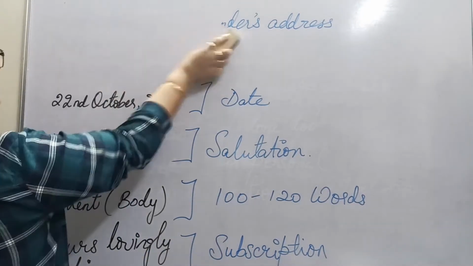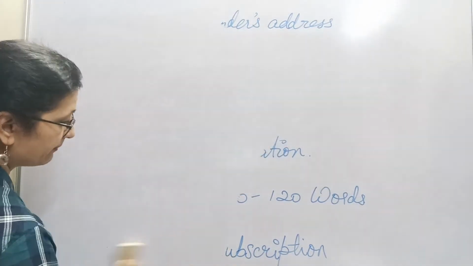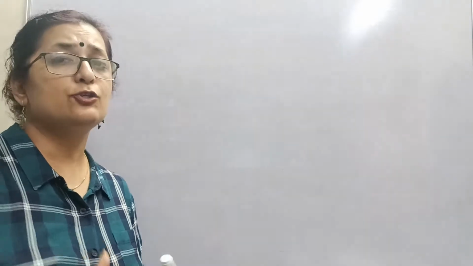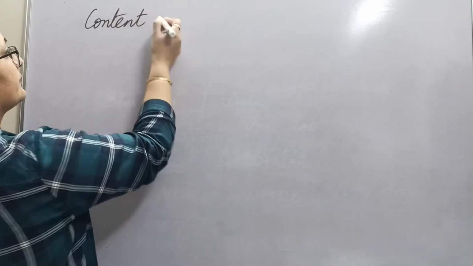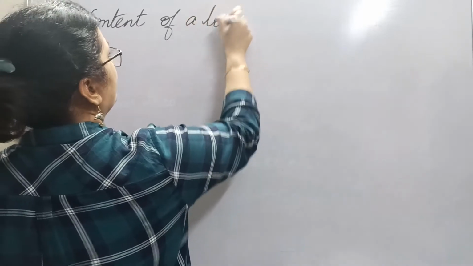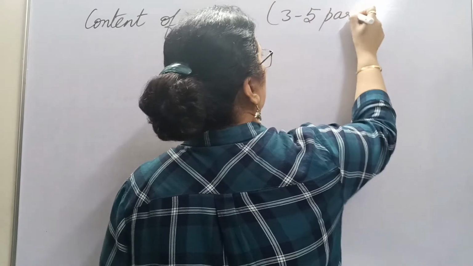I presume the format is very, very clear to you all. Just a little more briefing you about the content of the letter. Basically, when I said you need 3 paragraphs, but you can extend that to maybe 4 or 5 paragraphs. But coming to a quick recap of the content of the letter. Now, content can have, as I said, 3 to 5 paragraphs. Content of a letter, let's say 3 to 5 paras.